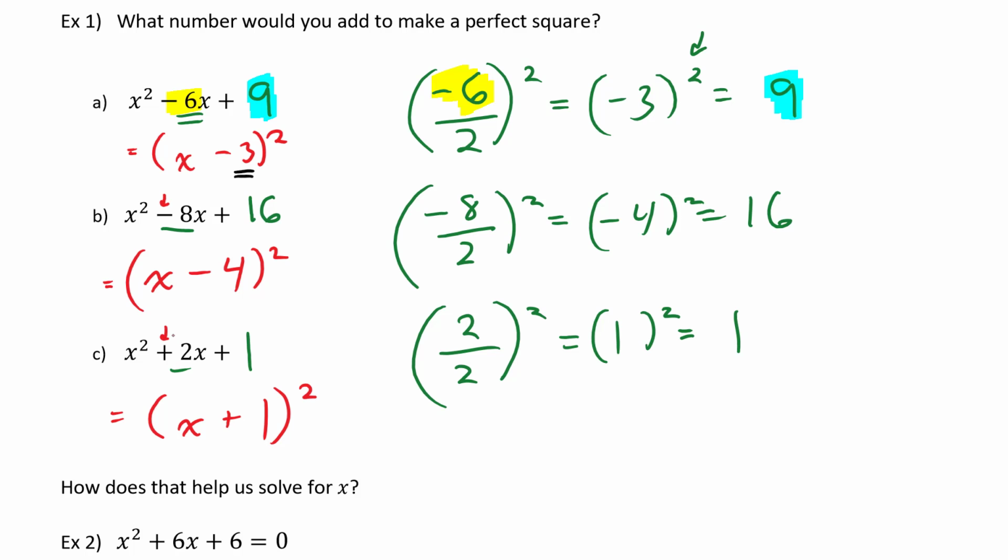So you can see we take those middle terms, we divide by 2, and we square it. In the end, we get a constant we can add to create a perfect square trinomial. And then it's quite easy to factor it.